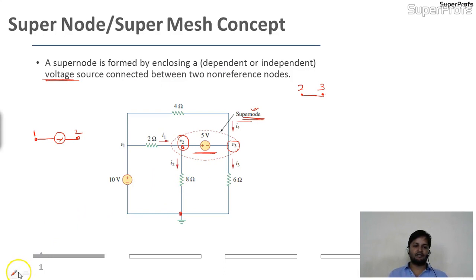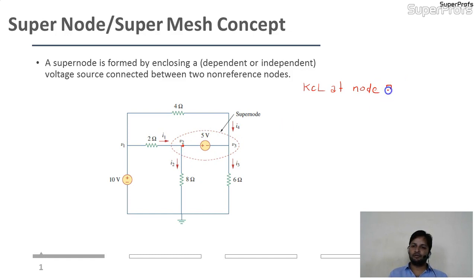Now, how to solve this? When I apply KCL or node analysis at node V2, note down here: V2 minus V1. The V1 value is given directly as 10 volt, because this 10 volt source is connected to ground. Suppose there was a resistance R here; then V1 would not be 10, because some drop would be there across R. But in this case there is no R.